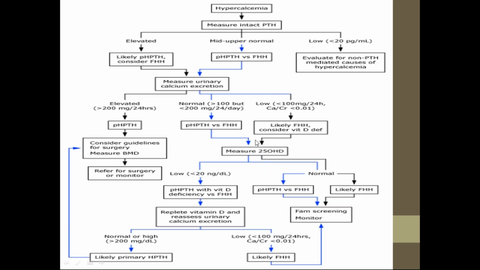So measure vitamin D levels. If the vitamin D levels are normal, consider mainly familial hyperparathyroidism, so screen all the family members. If the vitamin D levels are low, consider mainly primary hyperparathyroidism. Even though there is a chance of familial hyperparathyroidism, it will mainly go towards primary hyperparathyroidism. To rule out the familial, you have to calculate the calcium excretion in urine.